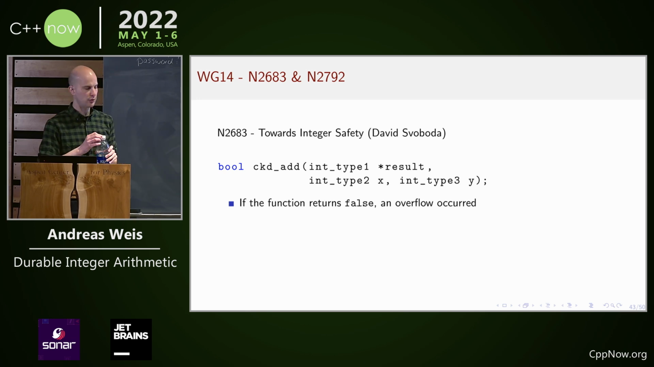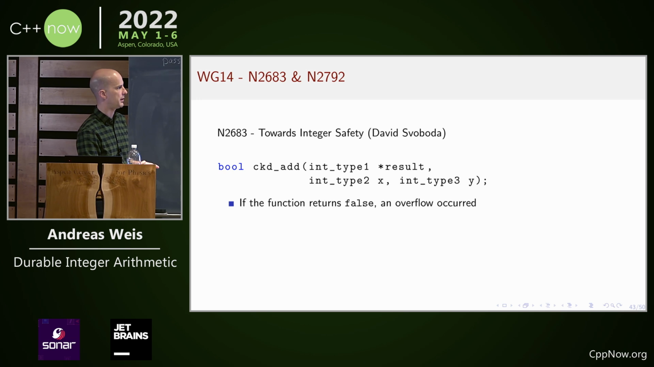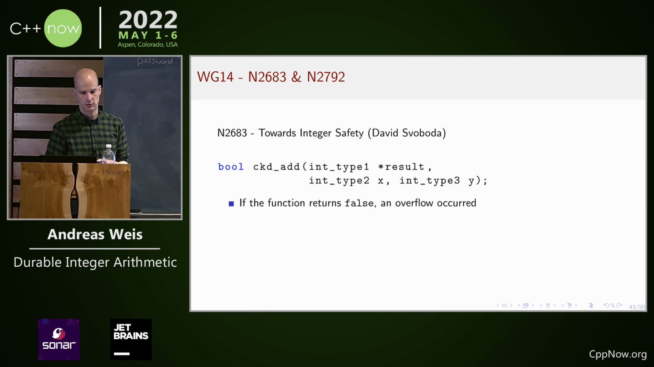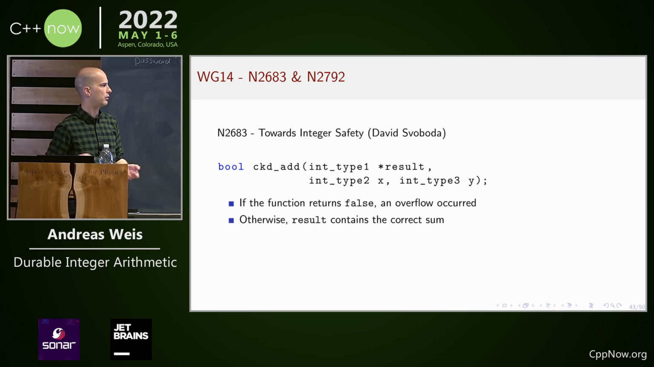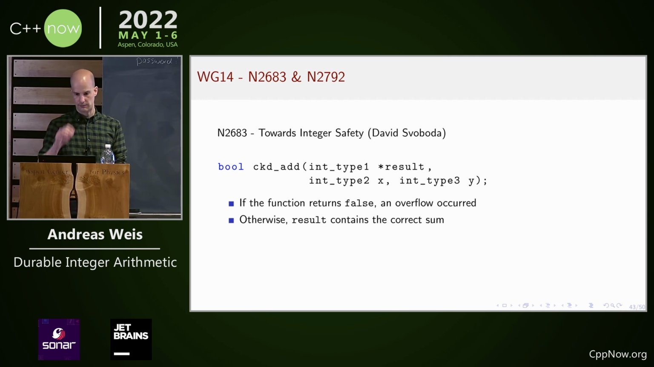And this seems to be on track for C23. So we might actually get this really, really soon. What they provide is basically something like this. You can add two numbers. The result will get written to a third place, and then you get a Boolean return value that tells you whether the thing overflowed. So if the function returns false, then an overflow occurred. Otherwise, result will contain the correct sum.